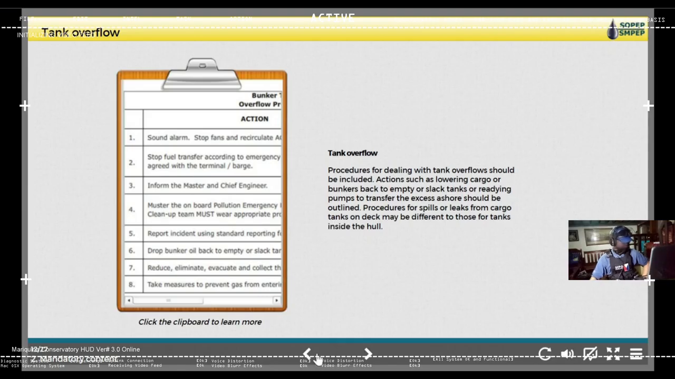Okay. Whew, it's already half. Well, we still have 10 minutes to go before we take a break.